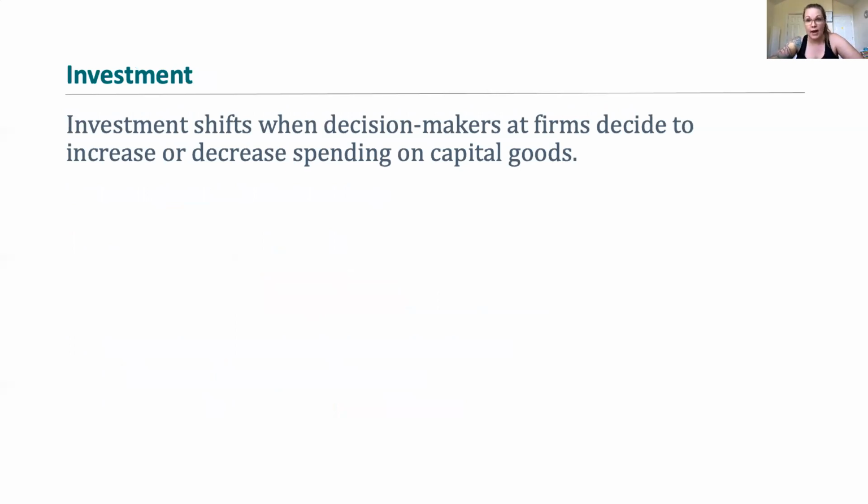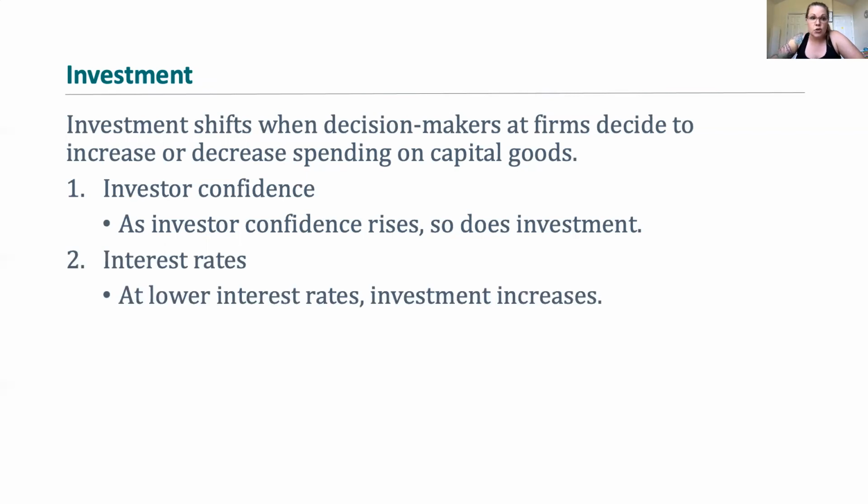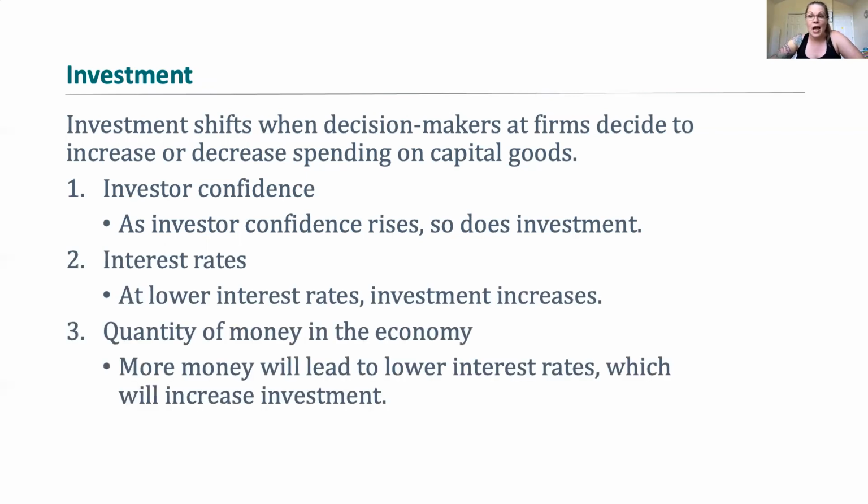Now let's talk about the second factor, investment. Investment shifts when decision makers at firms, mostly businesses, decide to increase or decrease spending on capital goods, which is an investment in their ability to produce more output in the future. Investment is going to be linked to investor confidence, interest rates, and total money supply, the quantity of money available in the economy.